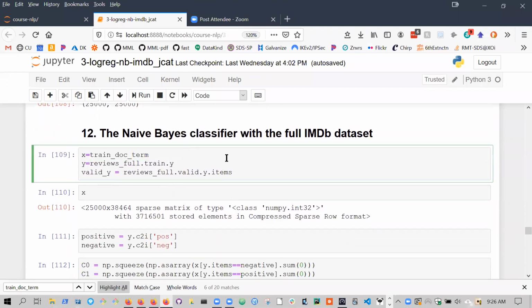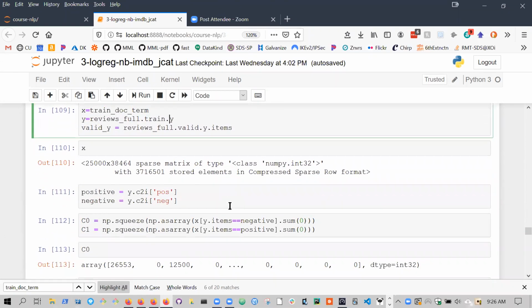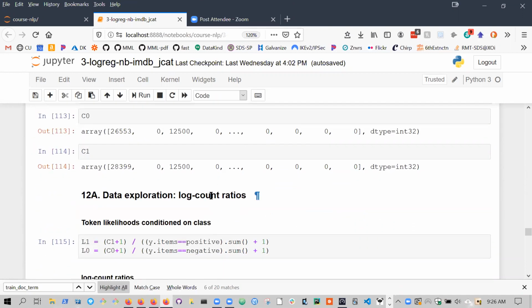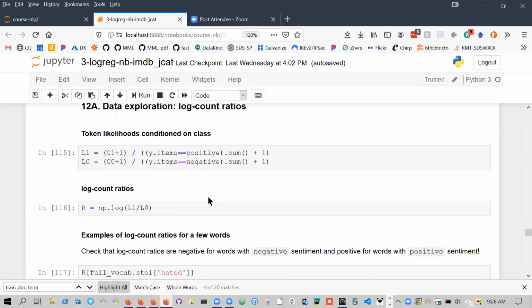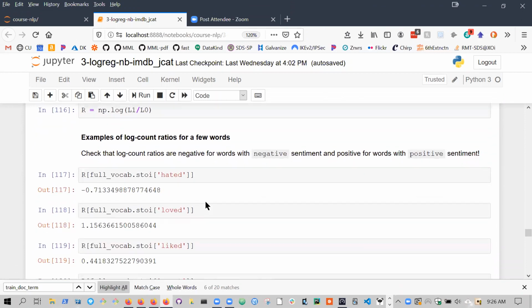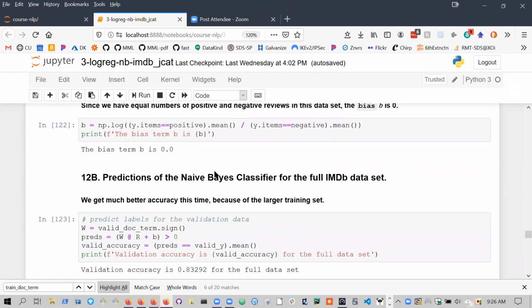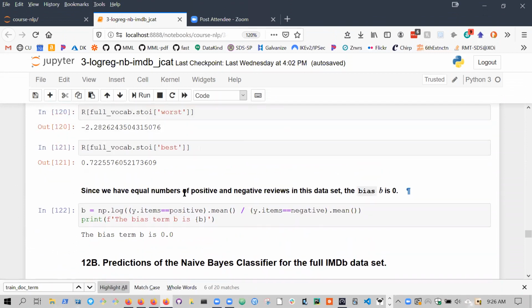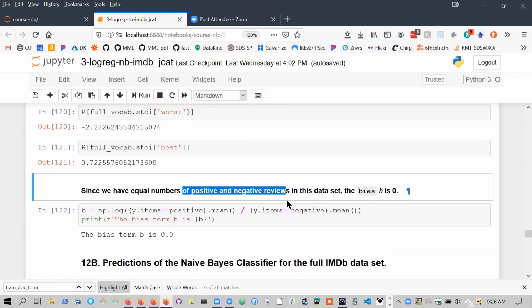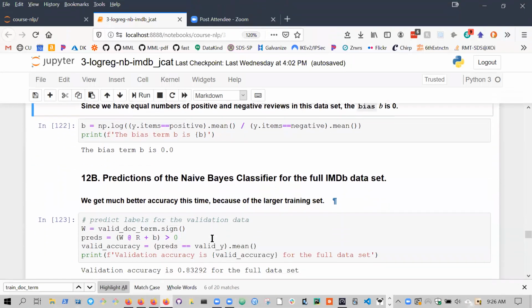Okay, so the next thing we do is apply the naive Bayes classifier to the full data set. We construct it the same way that we did before, except now with the full data set. Everything's the same. We run it. The full data set was designed to have the same number of positive and negative reviews, so by design it's an unbiased data set. The bias term is 0, and the bias vector is just a column vector of n zeros. It doesn't even figure into the model.